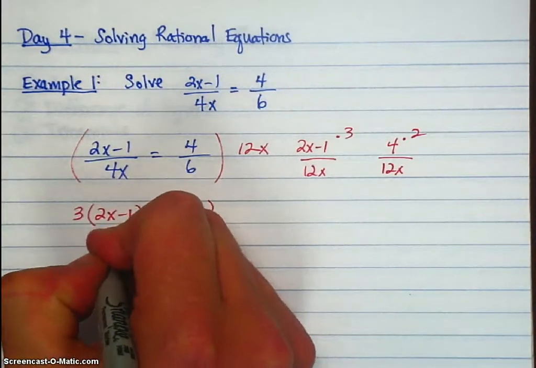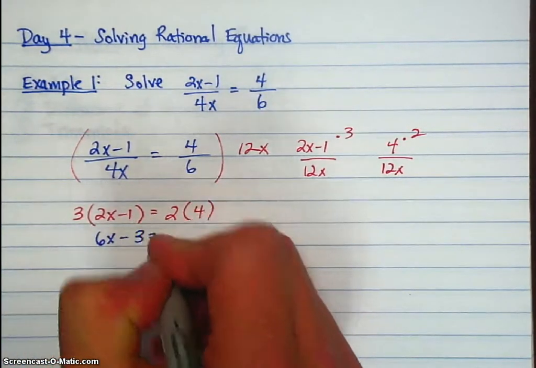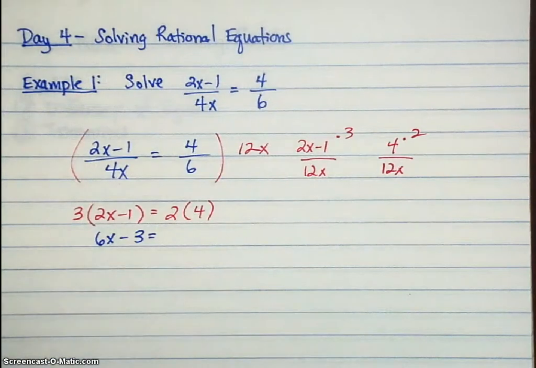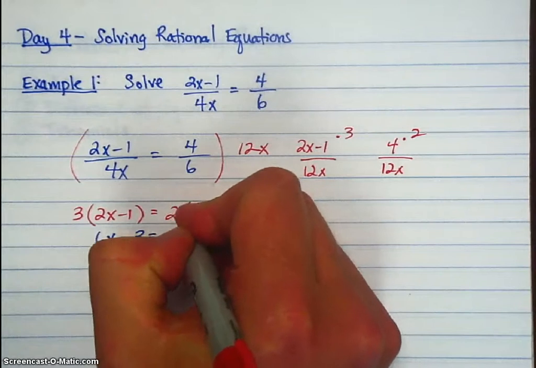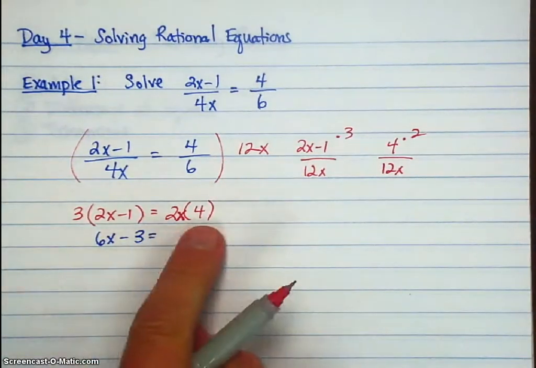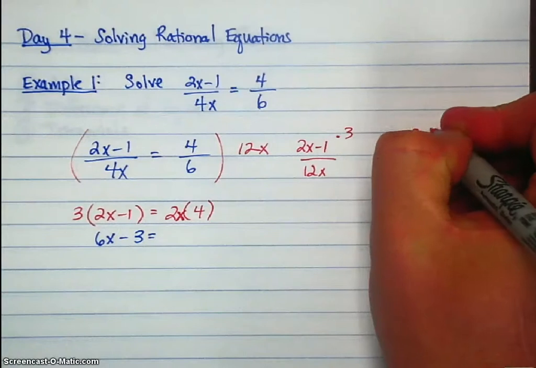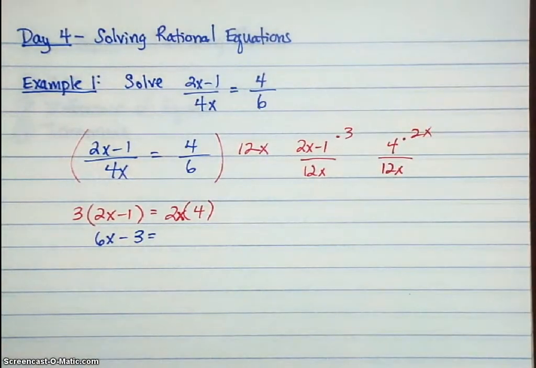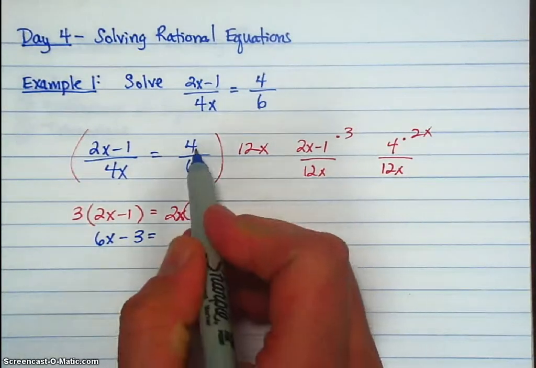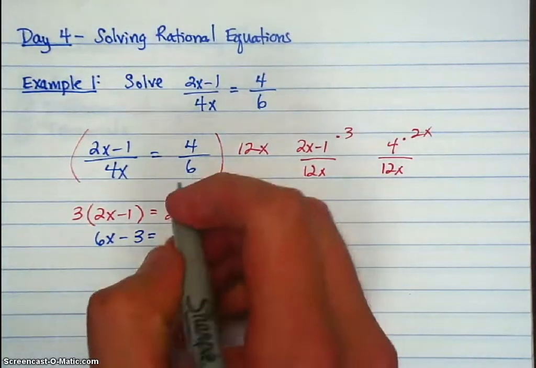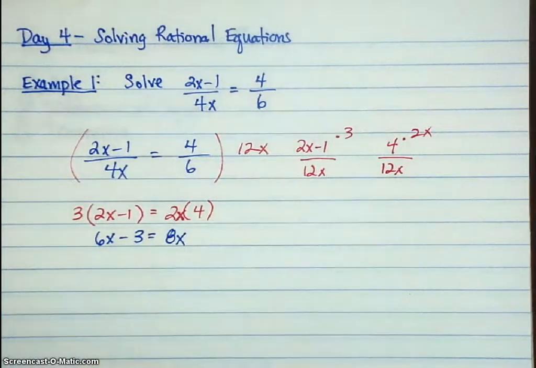When we distribute here, we end up with 6x minus 3 equals, and I have made a boo-boo here. 12x divided by 6 is actually 2x, guys. Sorry about that. So we should have 2x times 4. Some of you might have been like, well, he's confused, and I get that sometimes. I usually make about 2 mistakes a semester, so there's one of them right there. So 12x divided by 6 is 2x, and then I multiply that by the 4. Now we have 2x times 4, which is 8x.